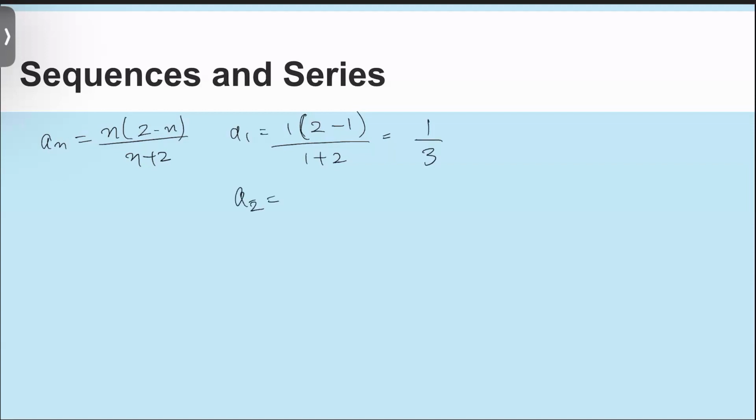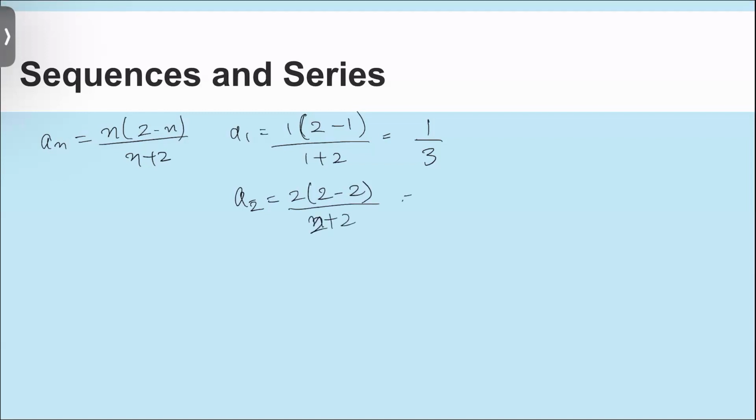a2 would be 2 into 2 minus 2, and your n plus 2, 2 plus 2, is 4. Just 2 minus 2 will become 0. Let's see a3. So you have 3 into 2 minus 3 upon 5, because 3 plus 2 is 5. Then what you have is 3 into, you have what?